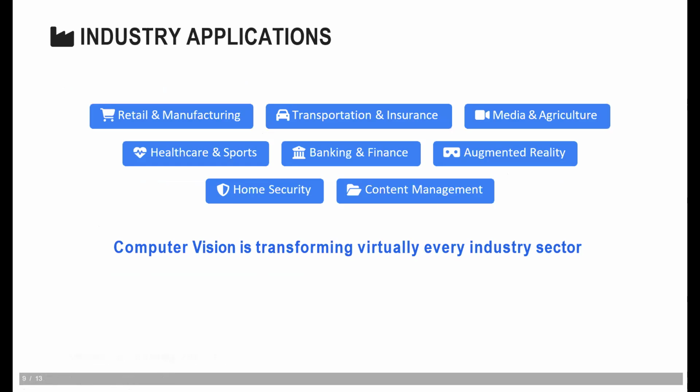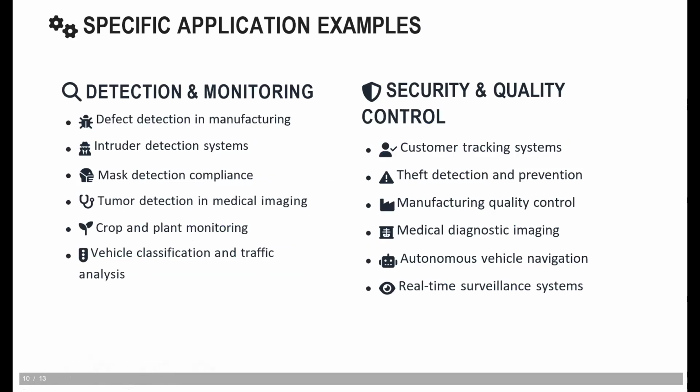Industrial applications where we use computer vision in practical day-to-day life: retail and manufacturing, transport and insurance, media and agriculture, healthcare and sports, banking and finance, augmented reality, home security, management. So these are some of the industry applications.